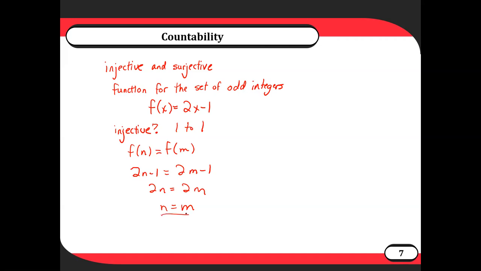I didn't label each step. We just went through it informally. Now, surjective. So what's the definition of surjective? It's onto. Yes, every image has at least one pre-image. So injective is at most one pre-image, surjective is at least one pre-image. So if you have both injective and surjective, then you have exactly one pre-image, which is what we want.